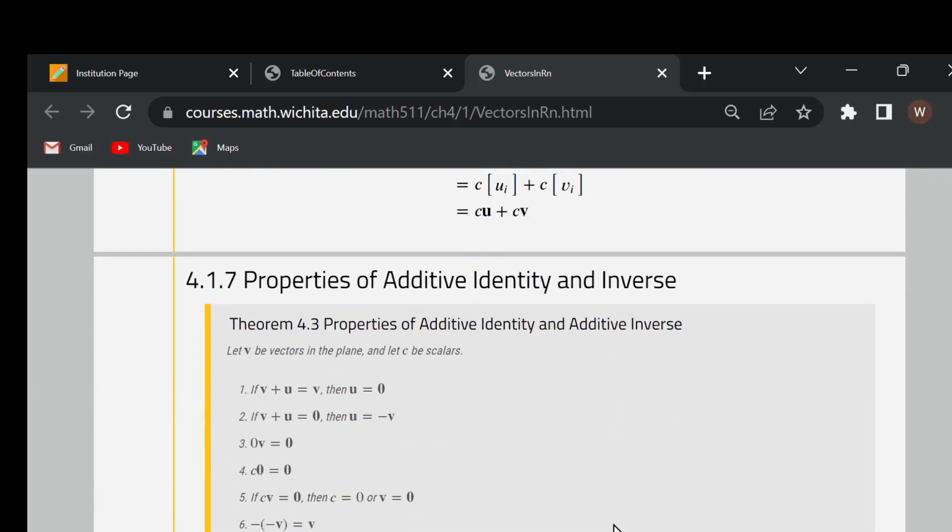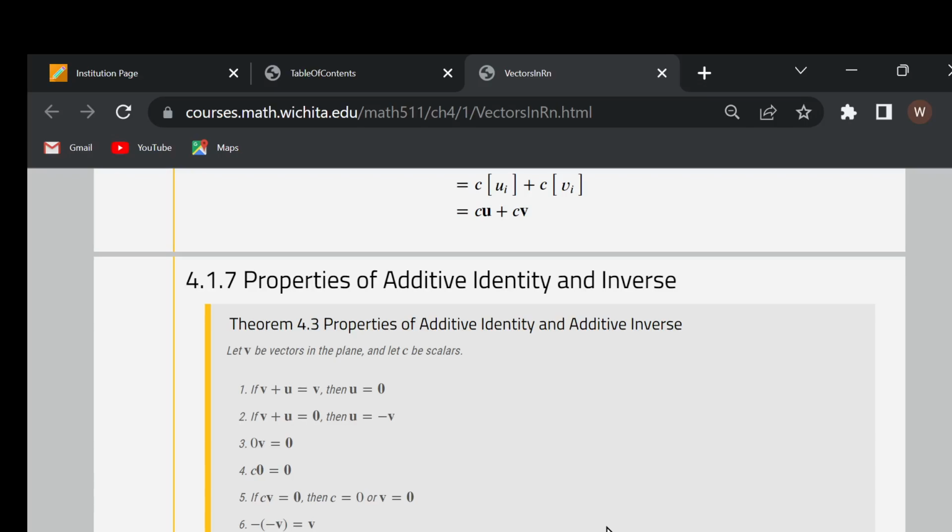So anyway, there are certain properties that are not on that list, but they can be easily proven by the 10 properties on that list. One of them is that if v plus u equals v, then u must be the 0 vector. And we're going to prove that in a second. That if v plus u equals 0, then v must be the negative of u. They must be additive inverses.